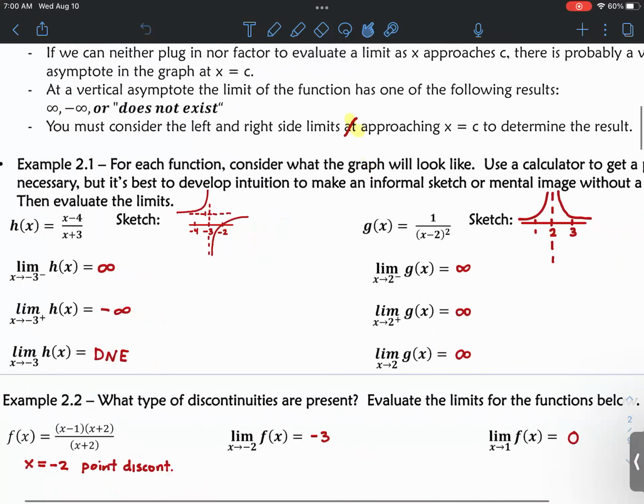Go ahead and work through the other example on this page if you like. I'm not going to necessarily talk through it, but I do have the answers here for you to check as you go.